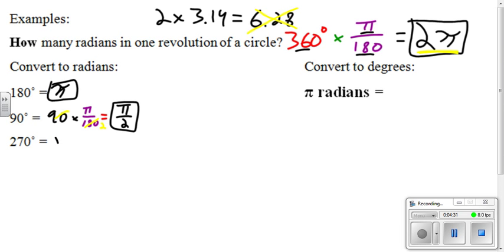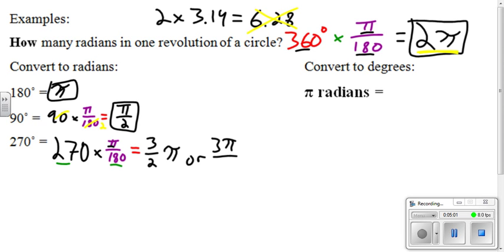Same thing if we had 270 degrees and we need to convert it to radians. So we multiply by that conversion factor. 270 over the 180 is going to reduce down to 3 over 2, still multiplied by our pi, so it would be 3 halves times pi, or a lot of times you'll see it written as 3 pi over 2. Either one is acceptable.